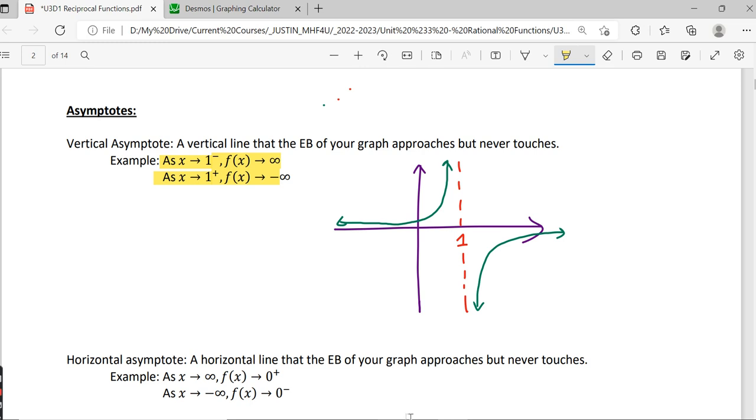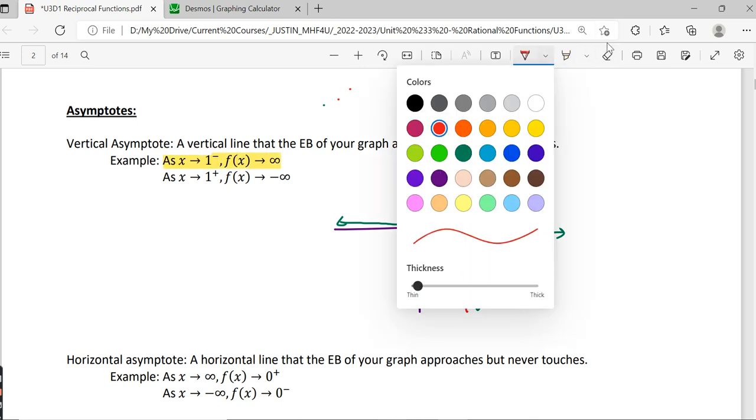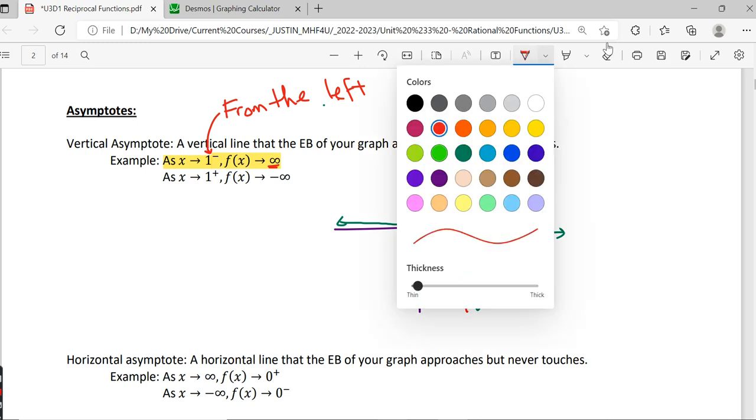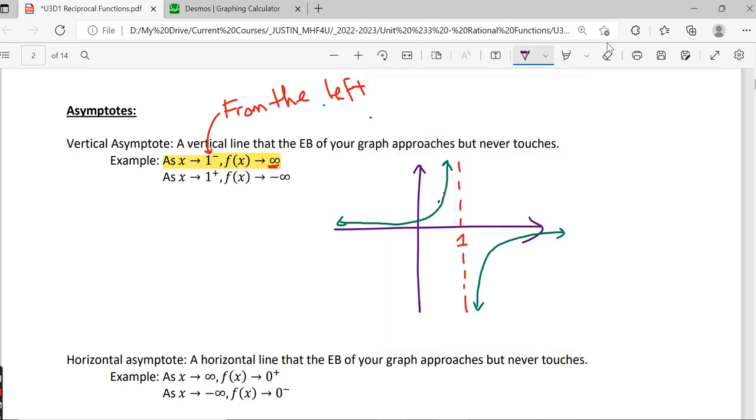Just this top part. As x approaches 1, and this little negative sign means from the left, as x approaches 1 from the left, our function f(x) will approach infinity. So that is saying as our function approaches our asymptote at 1 from the left, our function would shoot straight up to infinity.